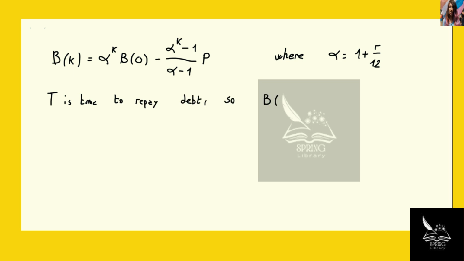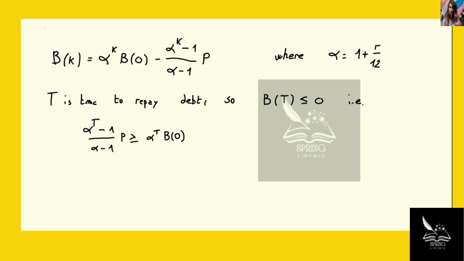Now let's say that we want to pay our debt in time t. So that means that B at t, the debt at the month t, must be lower or equal than 0, which means that we've repaid all our debt. We can write this inequality from the first formula up there as (alpha^t minus 1) over (alpha minus 1) times P greater or equal than alpha^t B0.